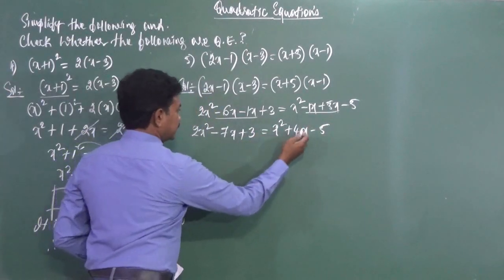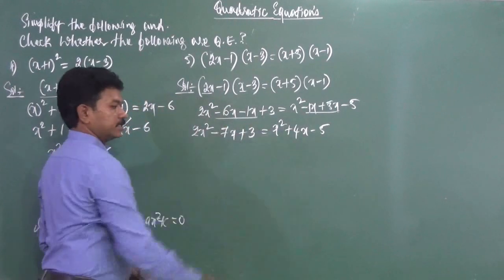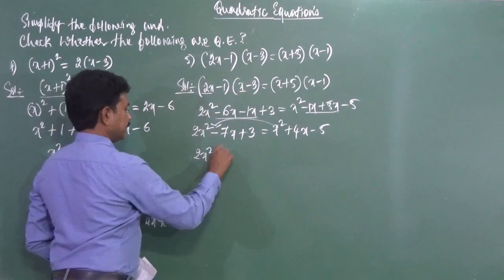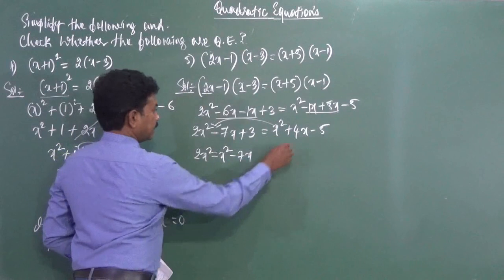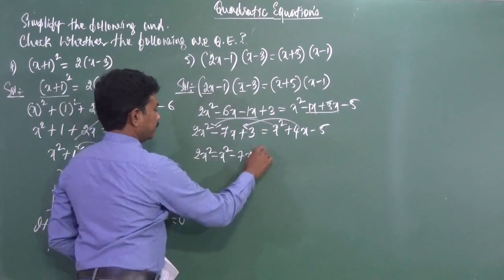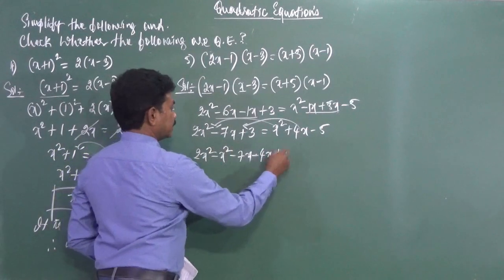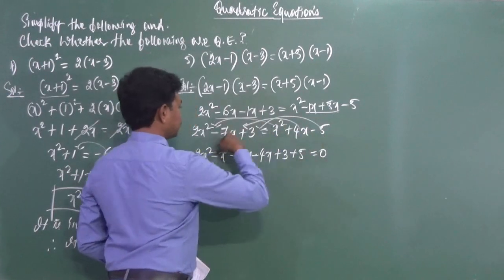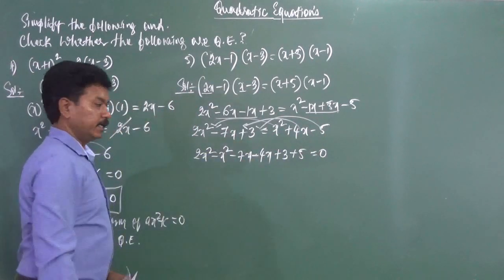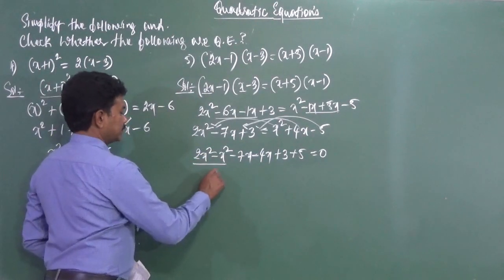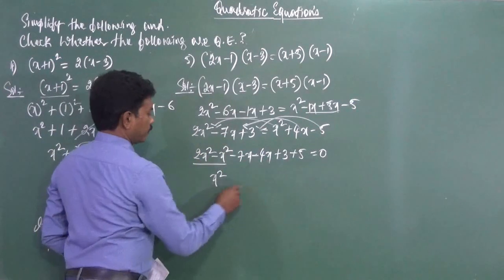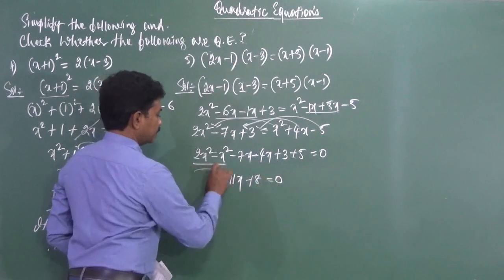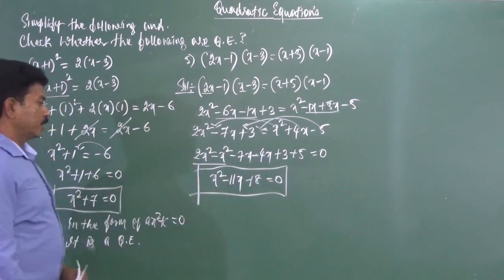So let us transpose these three terms to LHS and make RHS equal to 0. So x square on the RHS comes to the LHS, it becomes minus x square. Minus 7x I will write, plus 4x comes to LHS, it becomes minus 4x, plus 3 I am going to write, minus 5 comes here, that is plus 5 is equal to 0, because all these terms are in the LHS, therefore RHS becomes equal to 0. So 2x square minus x square is x square, minus 7x minus 4x is minus 11x, plus 3 plus 5 is plus 8 is equal to 0. So this is the required quadratic equation.